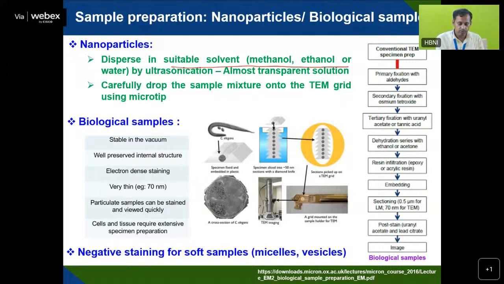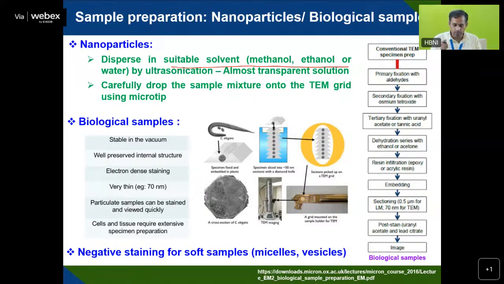So you have to choose a suitable solvent, and by long ultrasonication, 20 to 30 minutes, you have to prepare an almost transparent solution. Your concentration of particles has to be such that it is not translucent, it looks almost transparent.